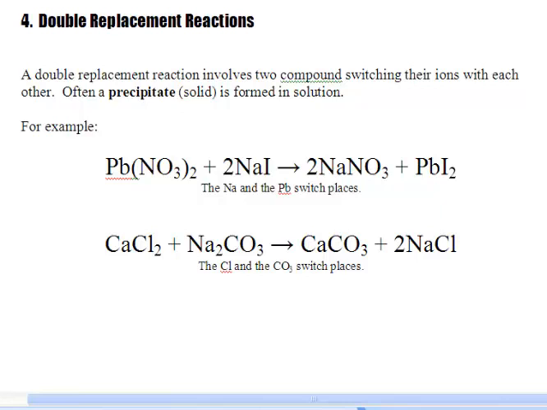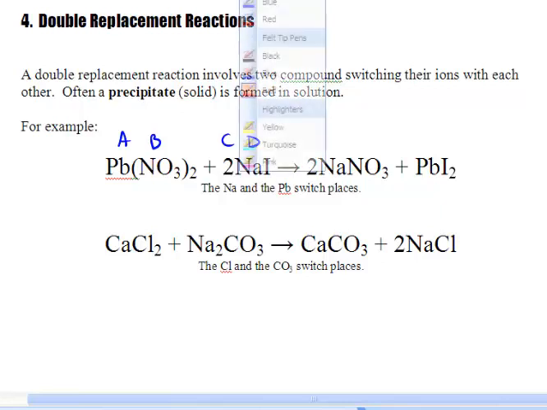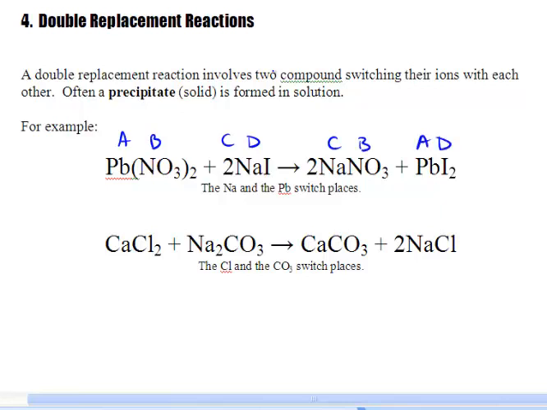All right, so what we have here is AB plus CD. And what you're going to see is that the metals are going to swap. And so what we get is CB plus AD. All right, and you'll notice that all we have to do is think about the metals swapping. It's much easier if we just focus on the metals, and they're just going to get a new partner.